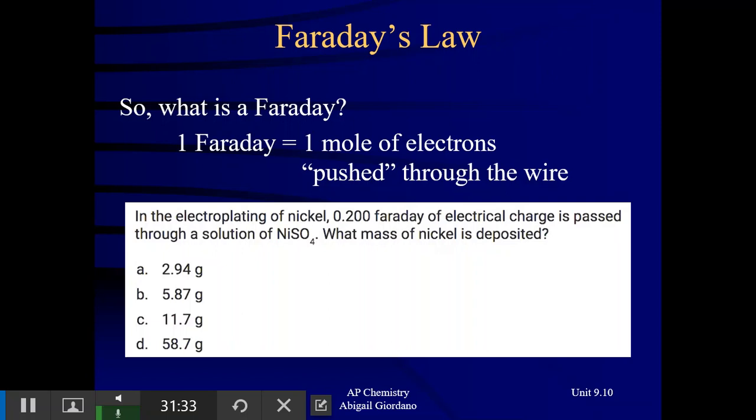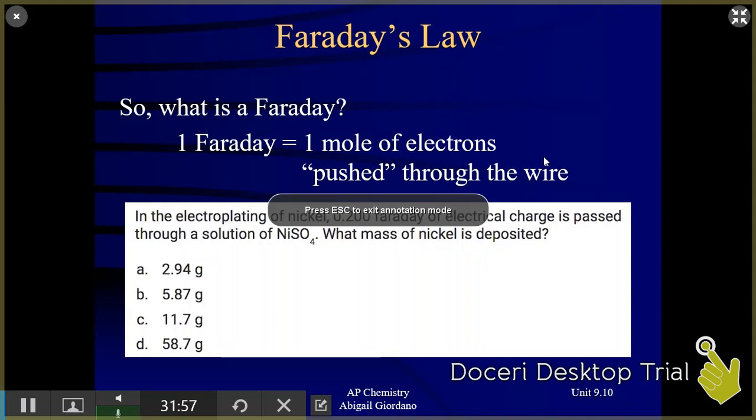Okay, so I want you to look at this question here and we'll work it together. Remember, multiple choice questions can be done without a calculator. It says, in the electroplating of nickel, 0.2 Faraday of electrical charge is passed through a solution of nickel sulfate. What mass of nickel is deposited? Okay, we can use dimensional analysis for this one. It's actually easier than using some sort of shortcut.